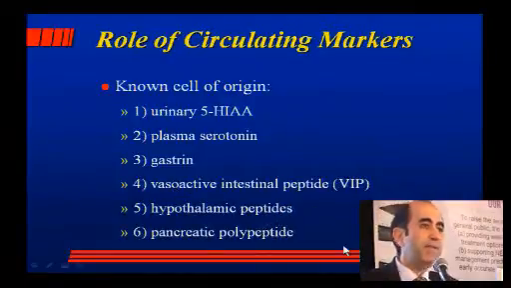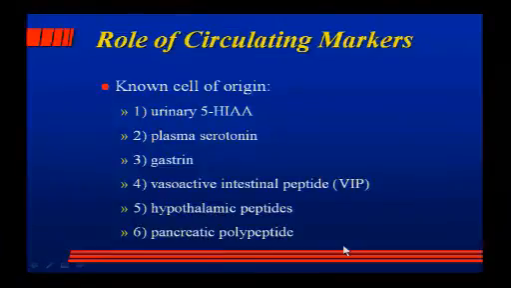Vasoactive intestinal peptide, VIP, you would think with a name like that, that should be available in every lab in North America. Guess what? 2 labs. 2 labs in North America, and they're south of the border. We don't even do it here. But it's a very, very important test.